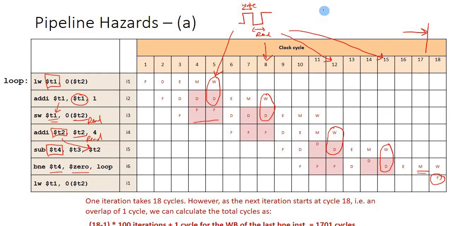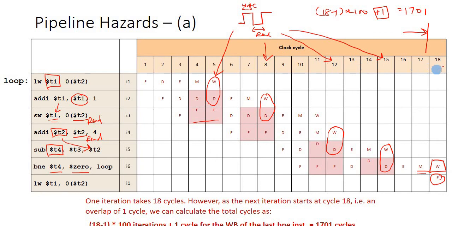So it is a total of 18 minus 1, multiplied by 100 iterations, plus 1. This plus 1 is because for the last time that I run the loop, I need this one more clock cycle here for the write back. So this will give me 1701 clock cycles. Let me repeat the last part again.